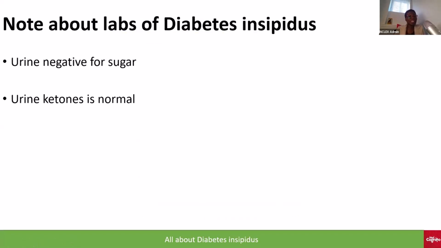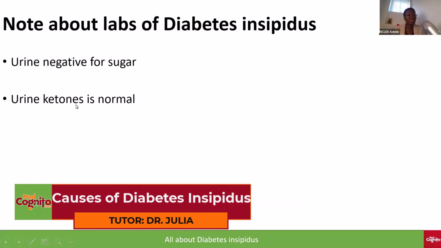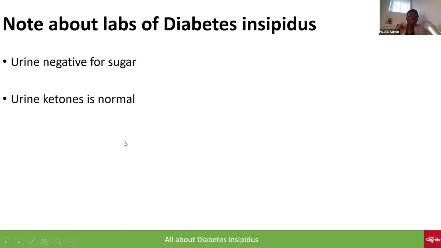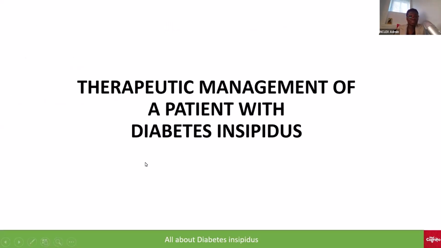And note this, that urine will be negative for sugar. As I said, the fact that there is the word diabetes here doesn't mean that clients with diabetes insipidus have hyperglycemia. So urine will be negative for sugar. And note that for ketones, it is also going to be normal. So do not get confused anytime you see a question testing you on the lab picture that you're going to have for a client with diabetes insipidus.